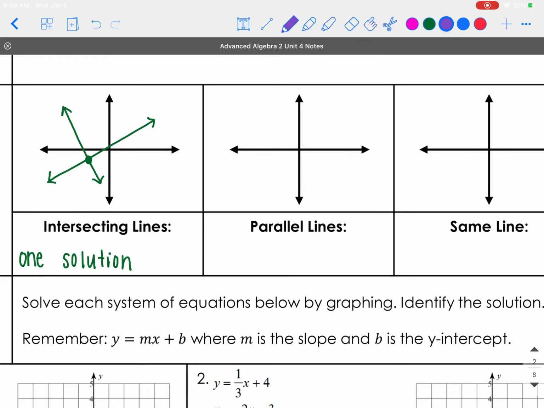Then let's look at parallel lines. Parallel lines are two lines with the same slope. They're never going to cross. They never intersect, which means that they have no solution.